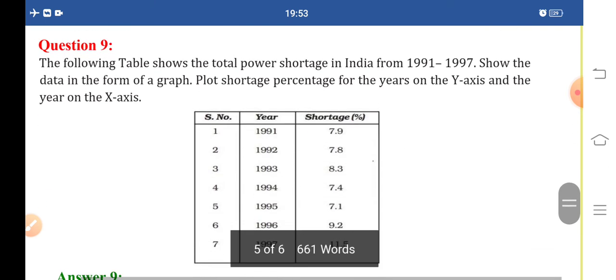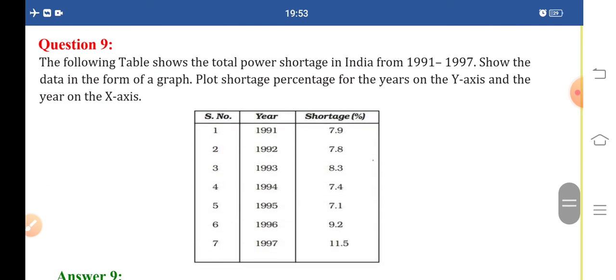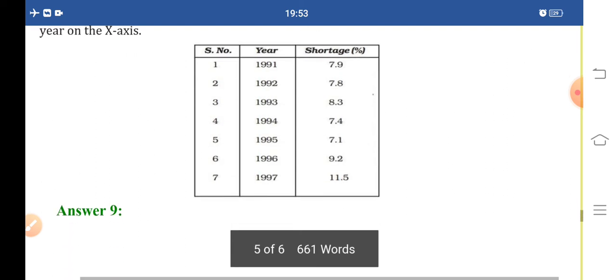Then the last question is that the following table shows the total power shortage in India from 1991 to 1997. Show the data in the form of a graph. Plot shortage percentage for the years on y-axis and year on the x-axis. Okay, means shortage percent you need to draw along the y-axis and year along the x-axis and you need to plot this graph.